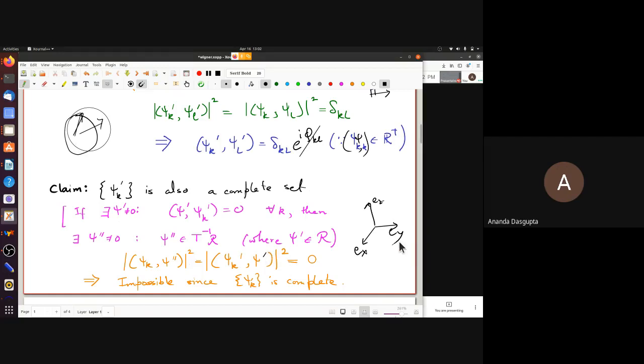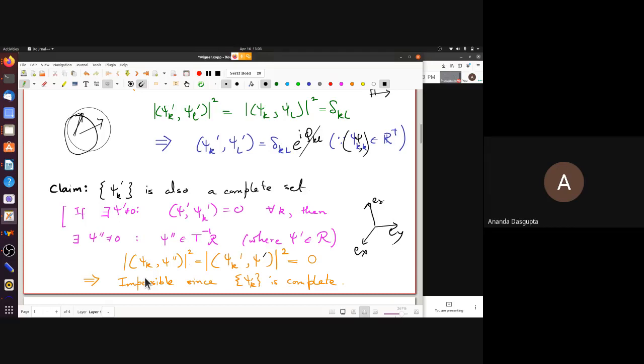So psi prime, psi double prime, of course, is in the original ray. Psi prime is our orthogonal vector, which is orthogonal to all the psi k primes. What this says is psi double prime, the vector which belongs to T inverse curly R, must be orthogonal to all the psi k's, and it was non-zero. And now that's a contradiction, because you cannot have a vector which is orthogonal to all the vectors in a complete set. Psi k's are already assumed to be a complete set. That's what we started with.